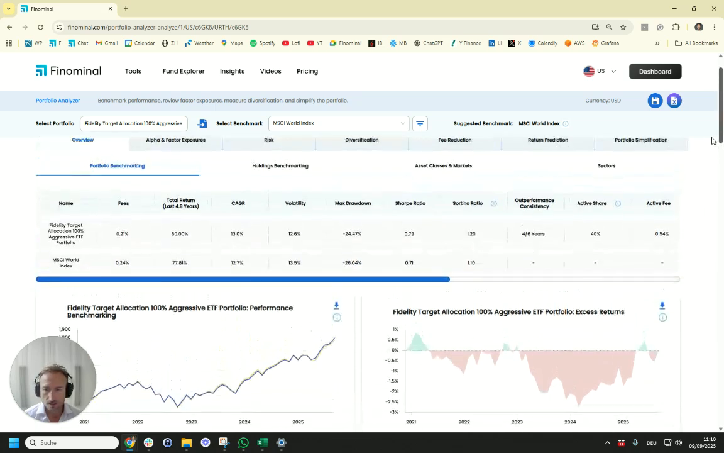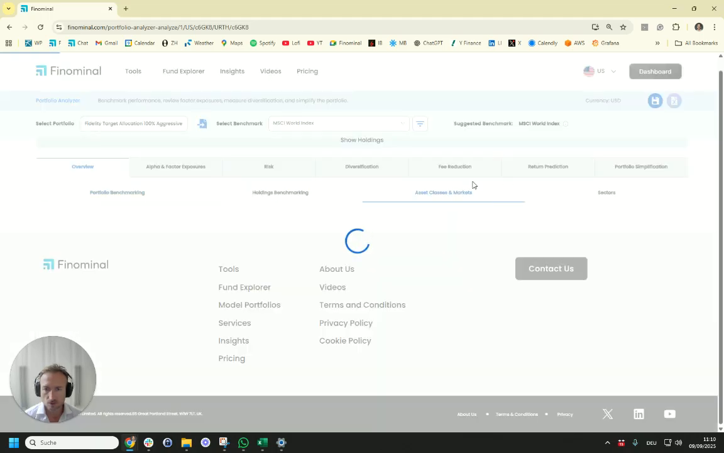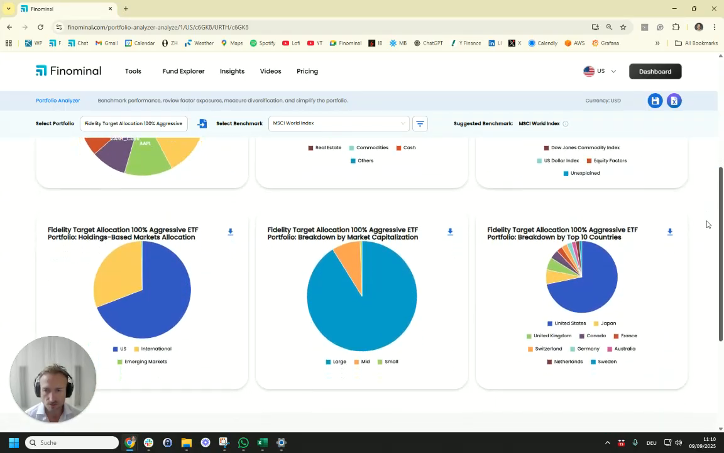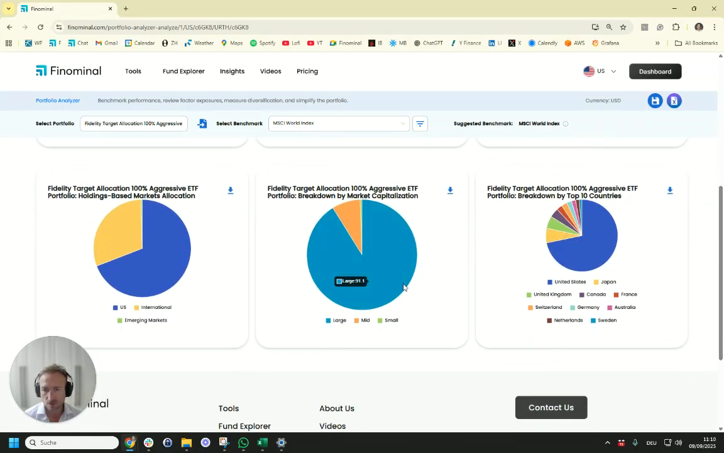Now, we can continue to try to learn more about this portfolio by looking, for example, at the breakdown by countries and by market capitalization. As mentioned, this is only stocks in this portfolio. And so if we move down here, we can see it's primarily large cap stocks, 91%, with a little bit of mid cap in there. And from a breakdown by country, it's about 66% US, 29% international. And then if we look at international, this is basically Japan, UK, Europe, which mirrors the breakdown by countries of the MSCI World Index.